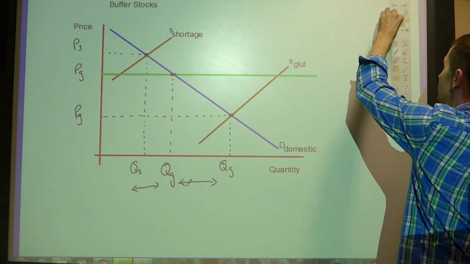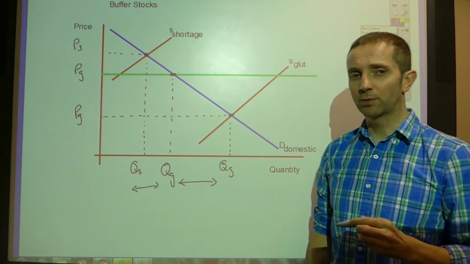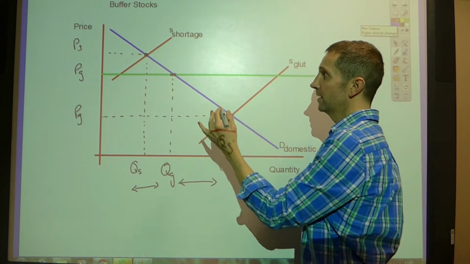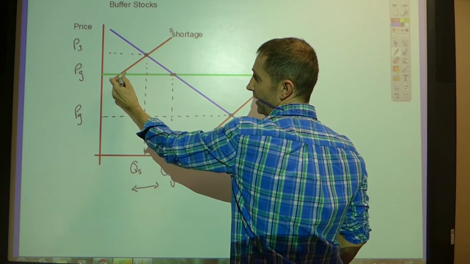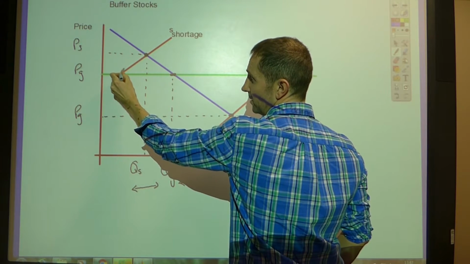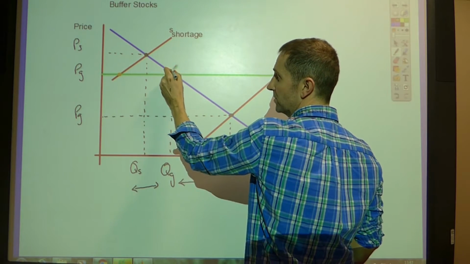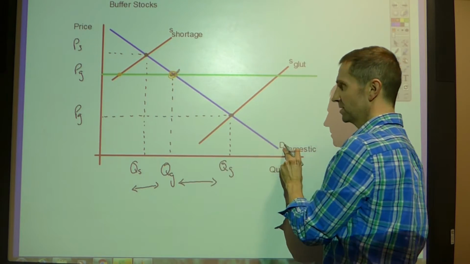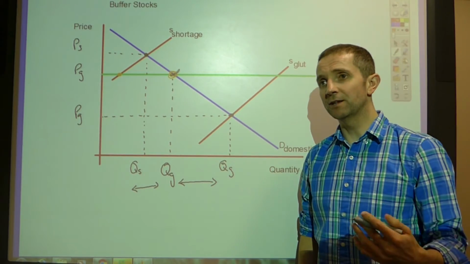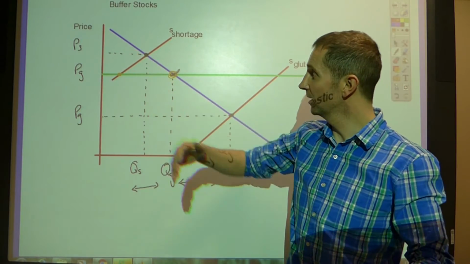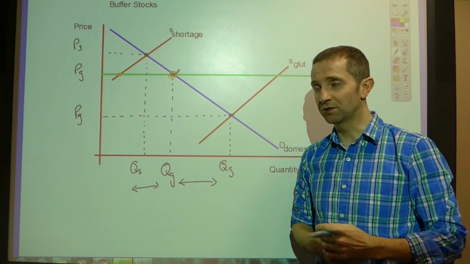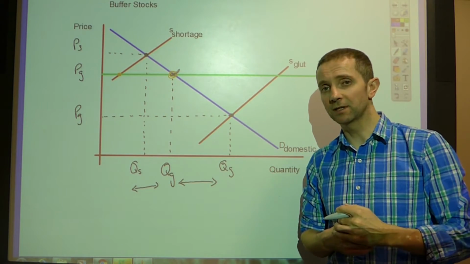If we look more closely at this guaranteed price of PG, when the supply shoots up to here, at a price of PG, this is the quantity supplied, and this is the quantity demanded, obviously, because it lies on the domestic demand curve. So demand is greater there than supply. And as you know, if demand is greater than supply, that causes prices to rise. Hence the reason why PS, price shortage, is greater than PG, price guaranteed.